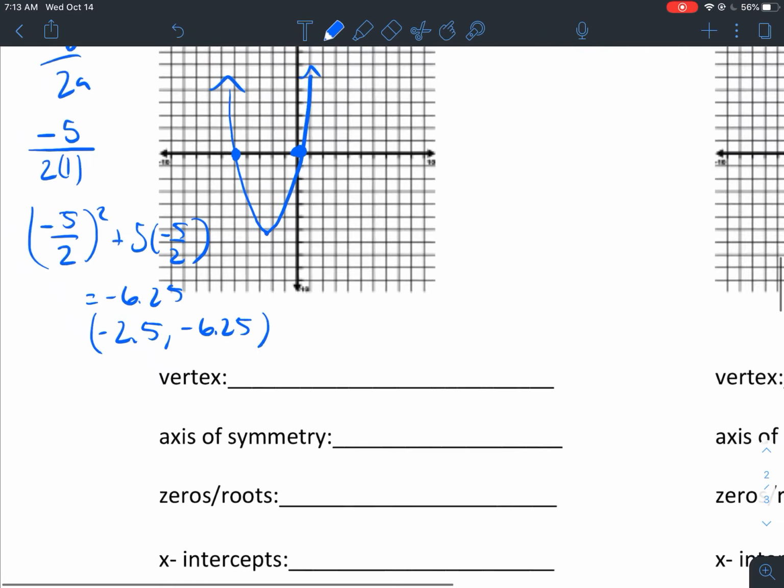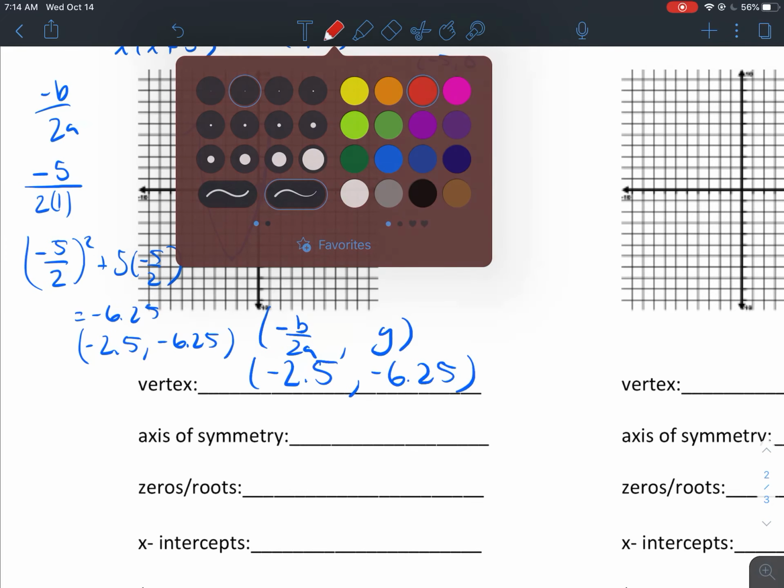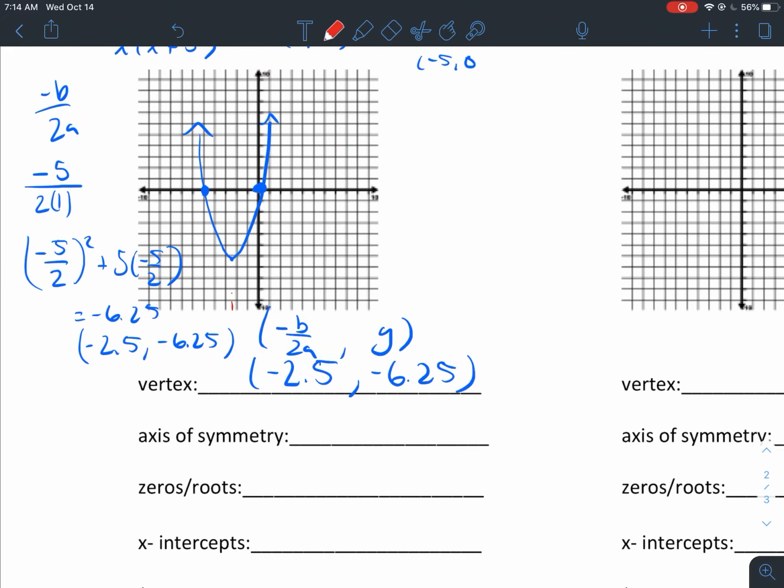All right. So they asked for the vertex here, which was negative 2.5, negative 6.25. And how did we get that? We did negative b all over 2a, and we plugged that into the function to get our y value. Now it asks for the axis of symmetry. Hopefully you guys remember what the axis of symmetry is. That's the line that goes right through the vertex, and it goes vertically. Here the axis of symmetry is going to be x equals negative 2.5.